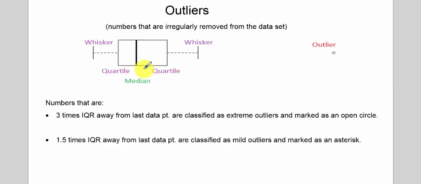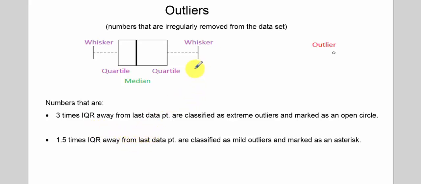As we've talked about before, there are some numbers that affect a data set in a way that's not necessarily representative of that data set. Those numbers are what we call outliers, numbers that are pretty far removed from the other numbers in that data set. Here's our normal 5-number plot, or box and whisker plot, and here's this outlier sitting way outside of that. What determines an outlier? It's determined by whether that number is at least 3 times away from the last data point in the data set.